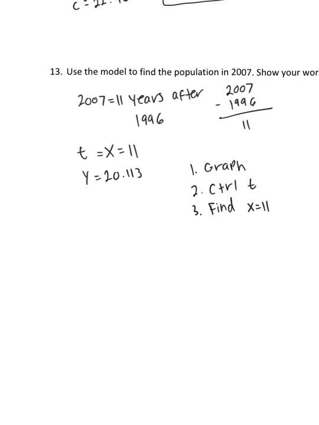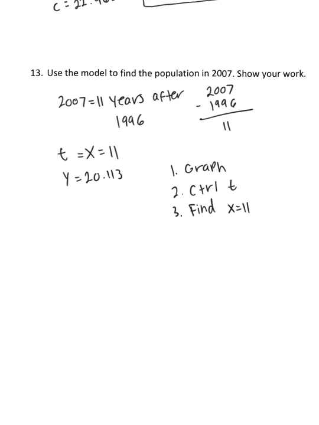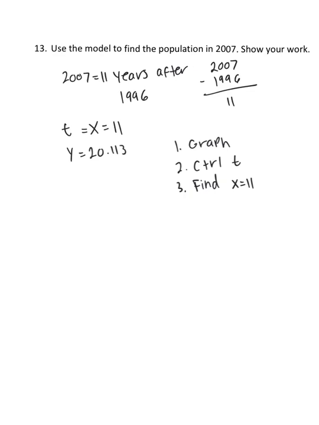Your second option is that you can type your equation, so the one that's highlighted here, into the calculator and replace the x's with the number 11. The table way or the replacing way is going to get you the same thing. So it doesn't matter which way you do it. Either way, you're going to get 20.113.